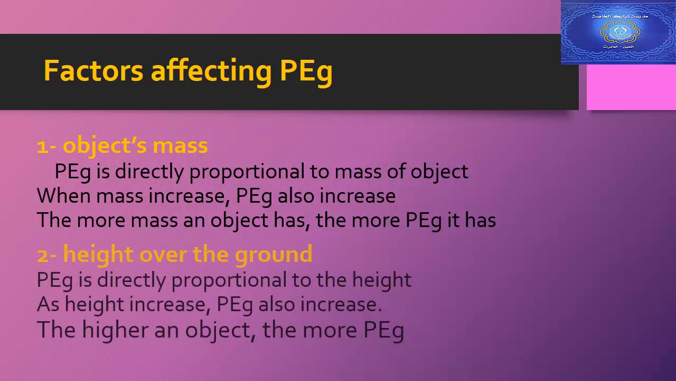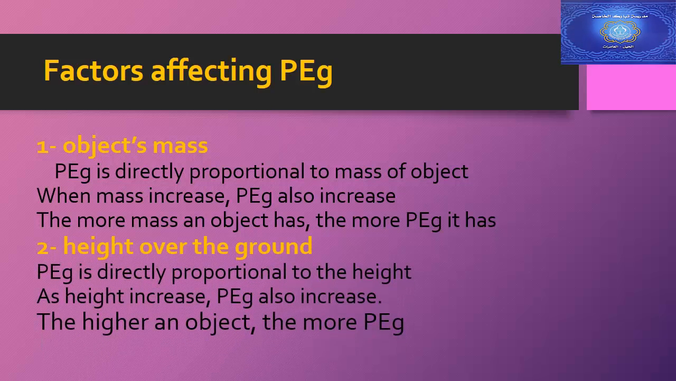The second factor is height over the ground. Gravitational potential energy is directly proportional to the height. When the object is at maximum height, it means maximum potential energy, but when the object is at the ground, it means gravitational potential energy equals 0. As height increases, gravitational potential energy also increases. So the higher an object is, the more gravitational potential energy it has.